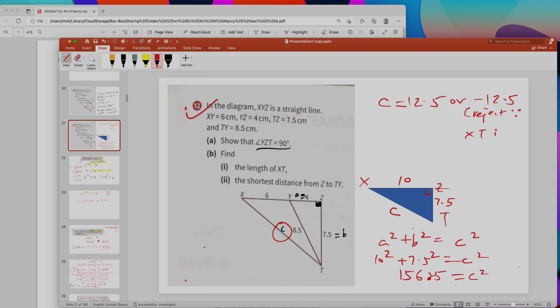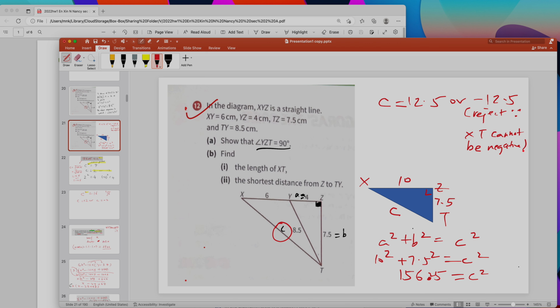XT represents the length of the triangle, so it can't be negative. Or you can say XT cannot be negative.